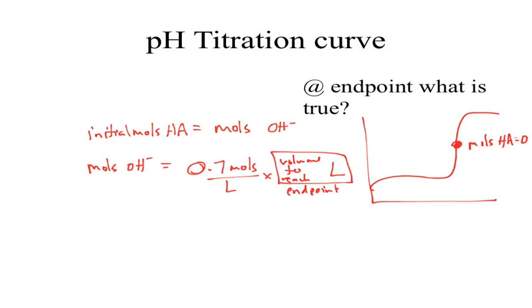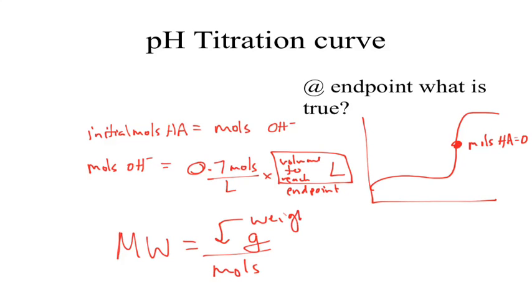If I want the molecular weight, to get the molecular weight of my acid, what do I need? What units are there on molecular weight? Grams over moles. What did we just find? The moles. So we need to get the grams. How do we get the grams? We weighed it at the beginning. And we now have the molecular weight of our compound.